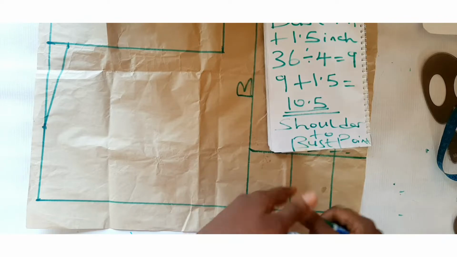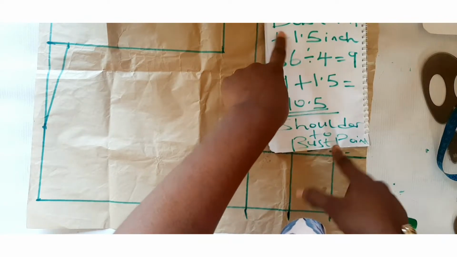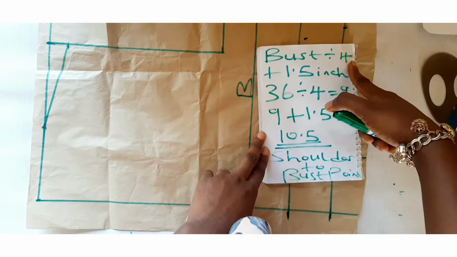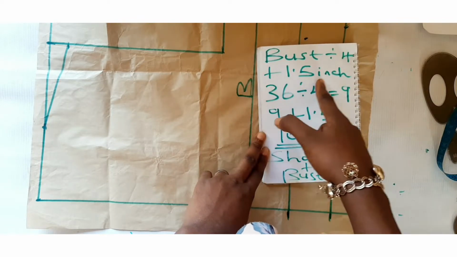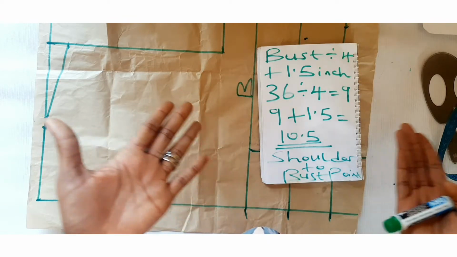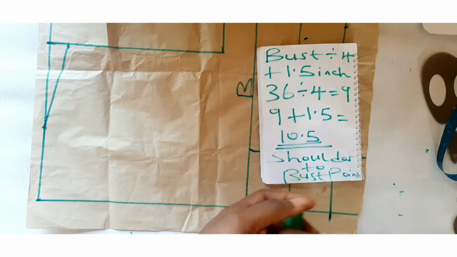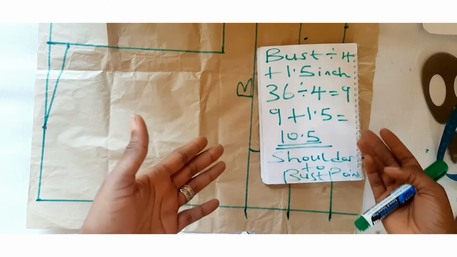To get your shoulder to bust point, you're going to divide your bust circumference by 4 and add 1.5 inches to it. If your bust circumference is 40, divide it by 4, then add 1.5. If your bust circumference is 42, divide by 4, then add 1.5 to it.